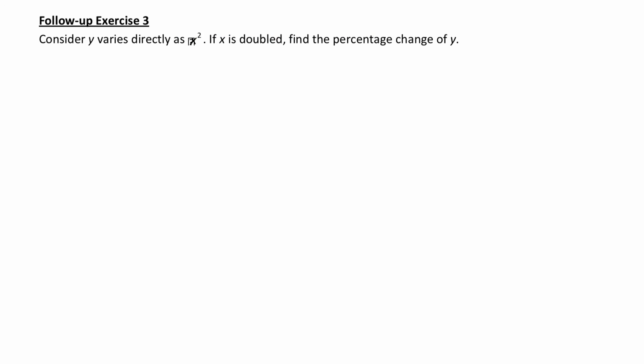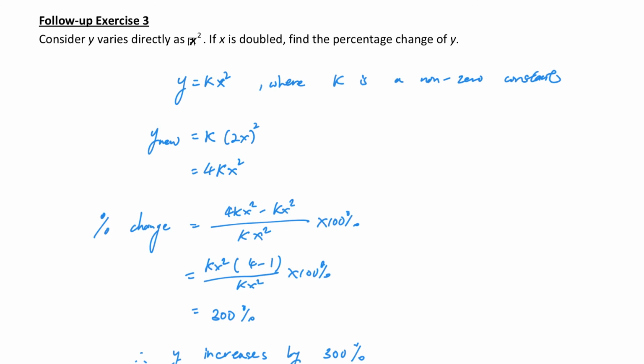Now your turn for exercise 3. Do it now. Pause the video. Okay, the question gives you the information. y varies directly as x squared, if x is doubled, find the percentage change of y. So you can set up the relation between x and y in terms of k. y new, x is doubled. One of the common mistakes, remember this 2 is inside the square, just like the previous one inside square root. So you need to take square for this 2, it is 4kx squared.